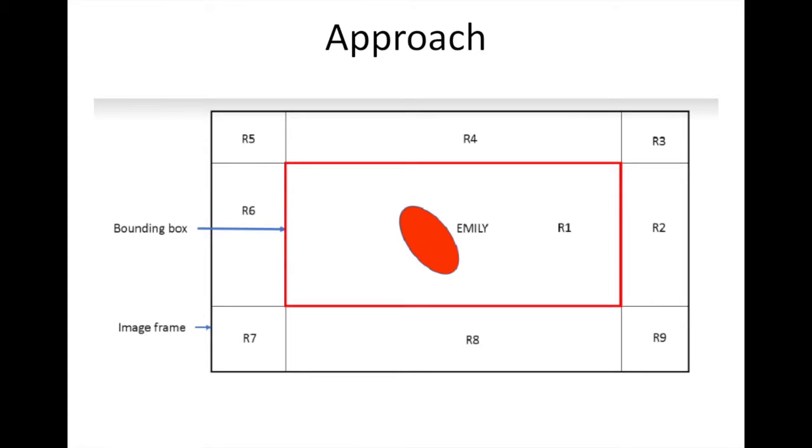We have a rectangular bounding box. If Emily is inside this bounding box, we do not send any commands. Now, for instance, if Emily were to go into region R2, we would send a negative angle in the X direction to bring Emily back to the X center. The X and Y centers operate independently. For our experiments, we set the bounding box at 20% of the image frame.